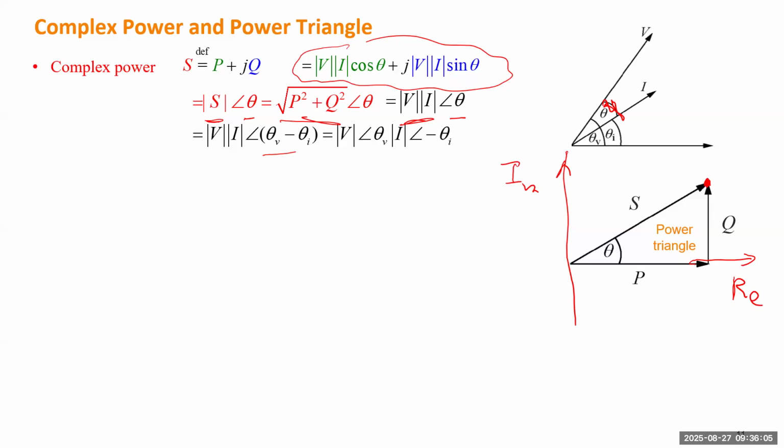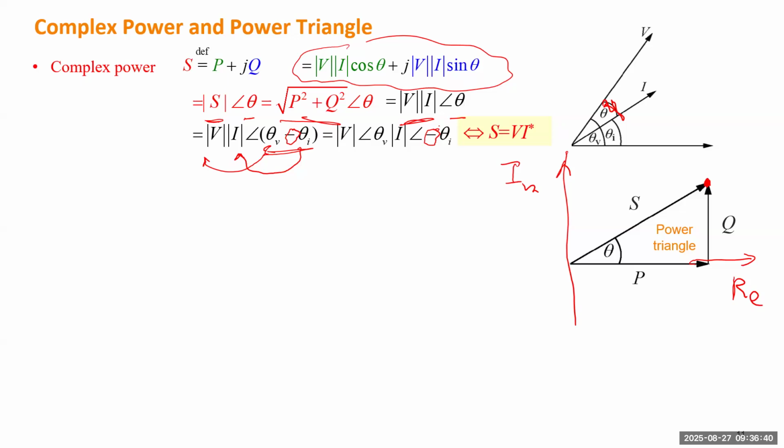So first, we make theta be theta v minus theta I, and we give theta v back to voltage and theta I back to current. But because here we have a negative sign, we have negative theta I with current. So the first item is actually the voltage phasor, but the second item is not the current phasor because we have changed the angle. That is actually the conjugated value of the current phasor.